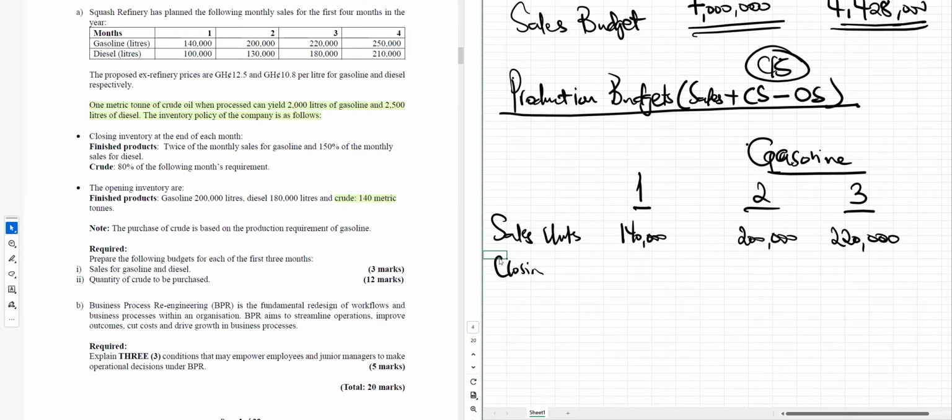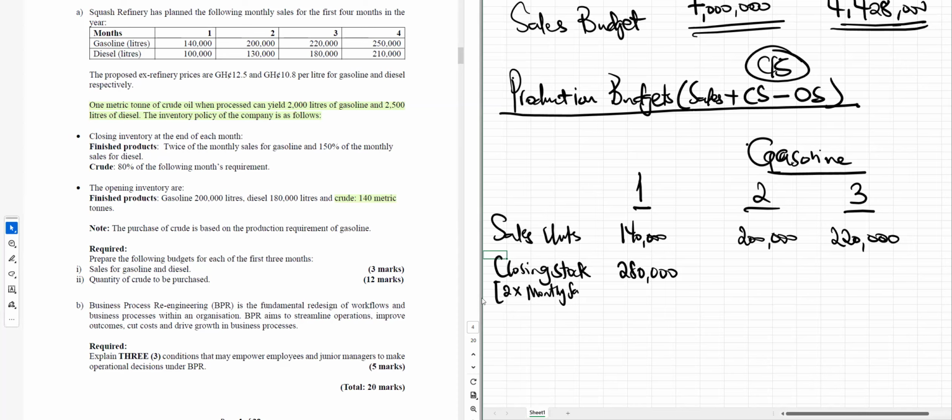So closing stock. They say closing stock is what? Twice of the monthly sales of gasoline. So closing stock is 2 times 140, right? $280,000. Do you understand? So it's 2 times of monthly sales.